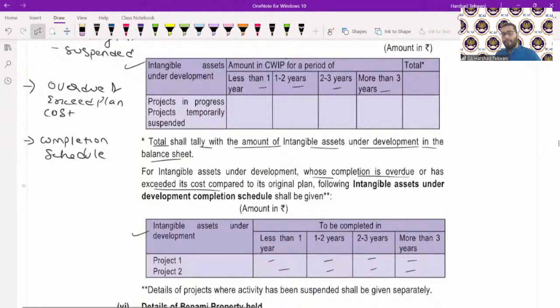Jay, it will be shown by way of a note. For example, let's say project 1. The plan cost for project 1 was rupees 10 crore. However, till date, the company has already incurred 20 crore on the project. That is how you can show it in the CWIP schedule. Any doubt, guys? Same thing we will see in Division 2 also. It will be there.